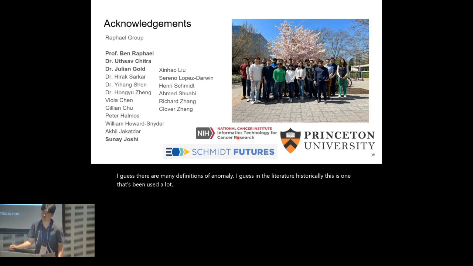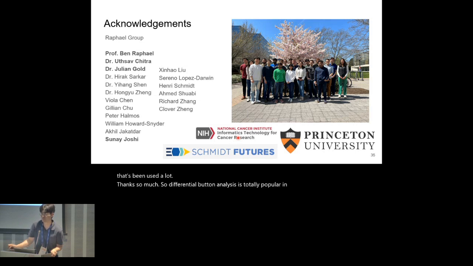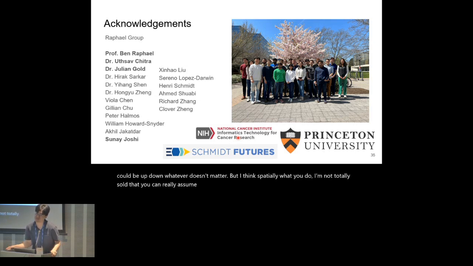Thanks so much. Differential abundance analysis is totally popular in single cell, I agree, and could be up, down, whatever, it doesn't matter. But spatially, I'm not totally sold that you can really assume full alignment of tissues. Often we have to say niches or something like that are co-consistent, but let's say you have a bad tumor, right? These things just cannot be aligned across different samples.